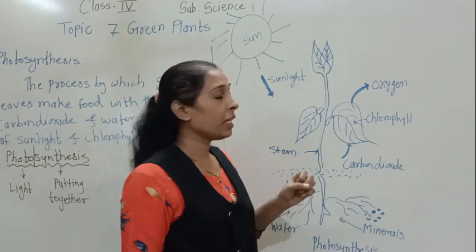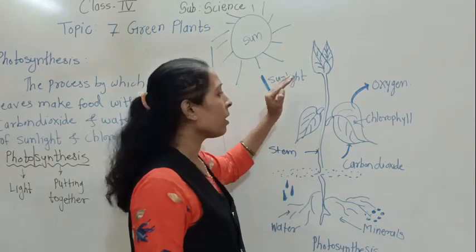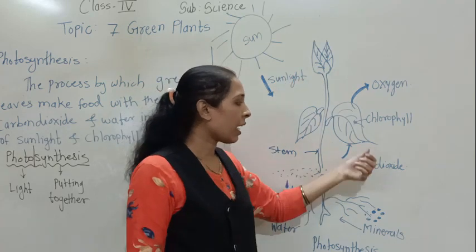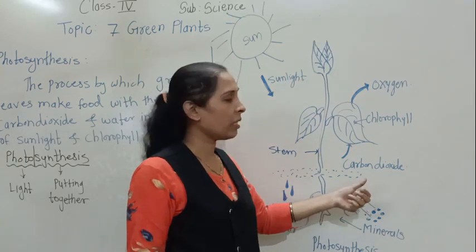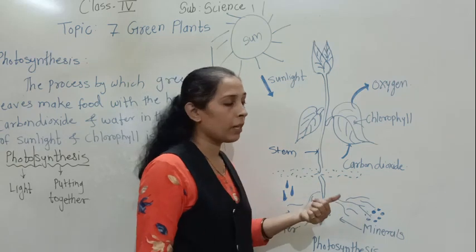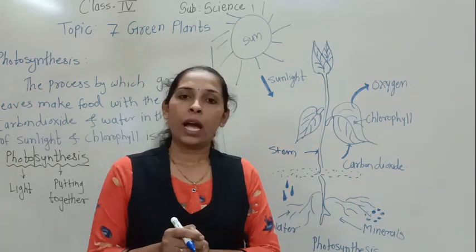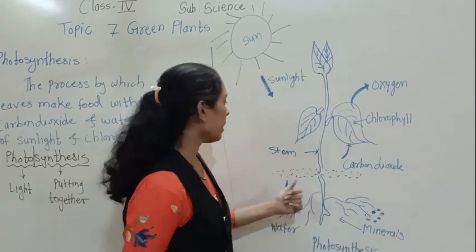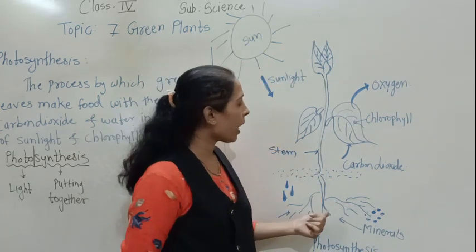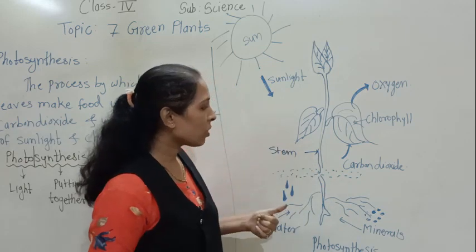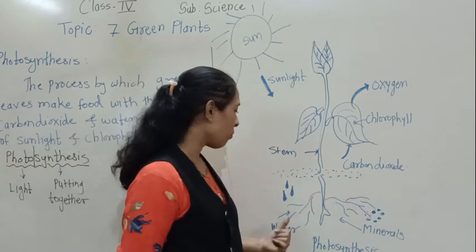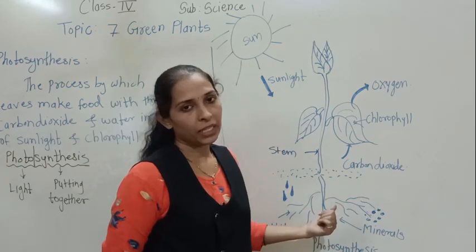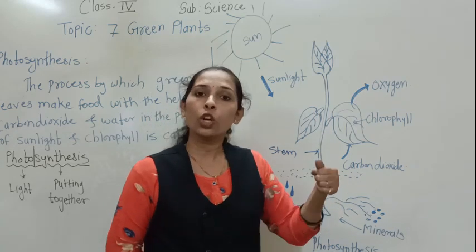Okay, so in the presence of sunlight, the water and the carbon dioxide come together and form the food of the plant. So the plants use the sunlight to combine, to mix together carbon dioxide and water, and in this way they make their own food.